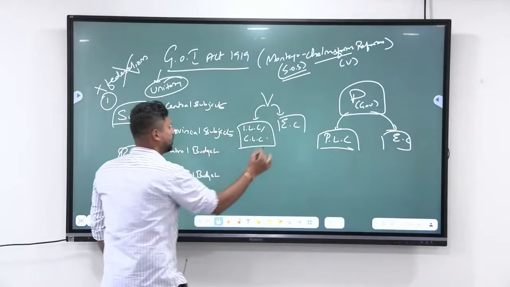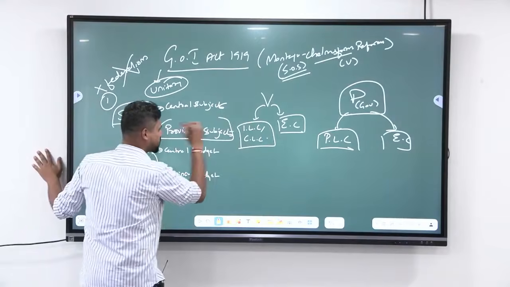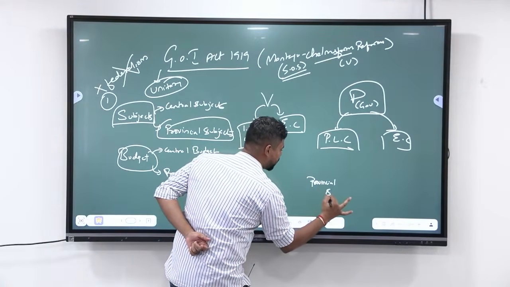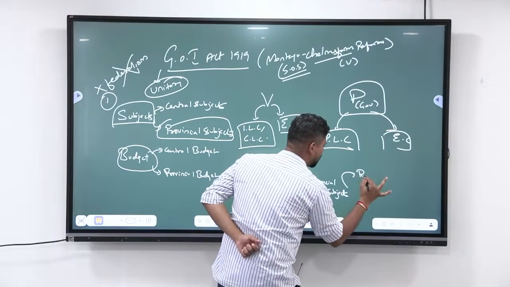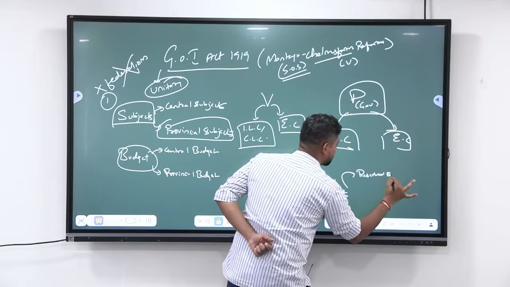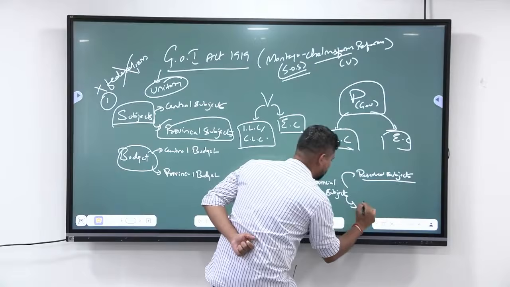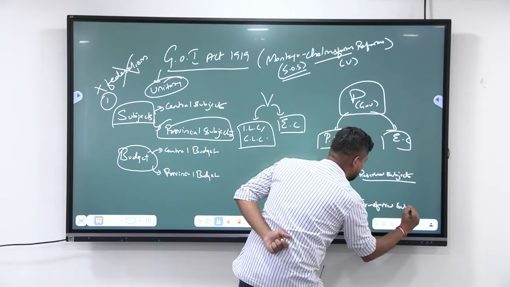Now look at this. Why are they doing this with central subjects and provincial subjects? They will take the provincial subjects and divide them into two parts. They will say one is known as reserved subjects, another is known as transferred subjects.